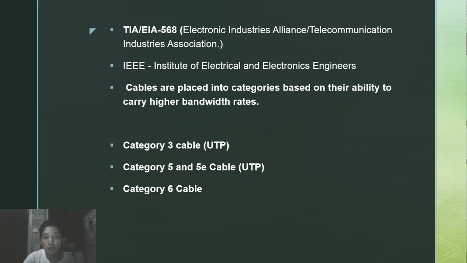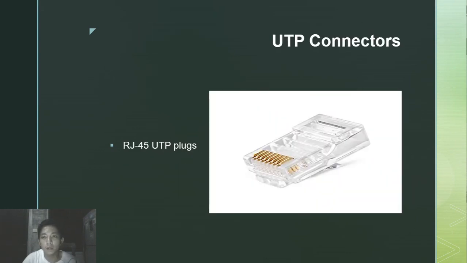The standards are TIA/EIA 568, the Telecommunications Industry Association and Electronic Industries Alliance, and the IEEE, the Institute of Electrical and Electronics Engineers. Cables are placed into categories based on their ability to carry higher bandwidth rates. So category 3 cable is UTP, category 5 and 5e cable is UTP, and category 6 is also UTP cable. The UTP connector is the RJ45 UTP plug.